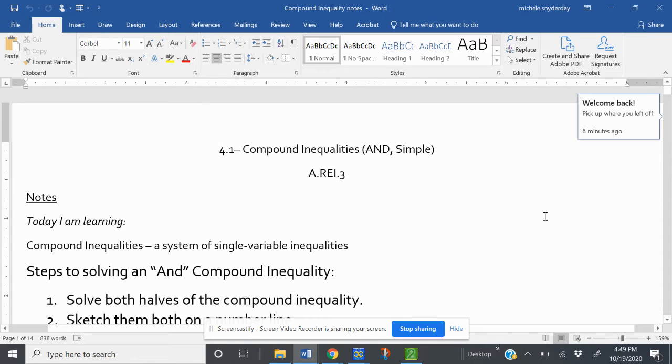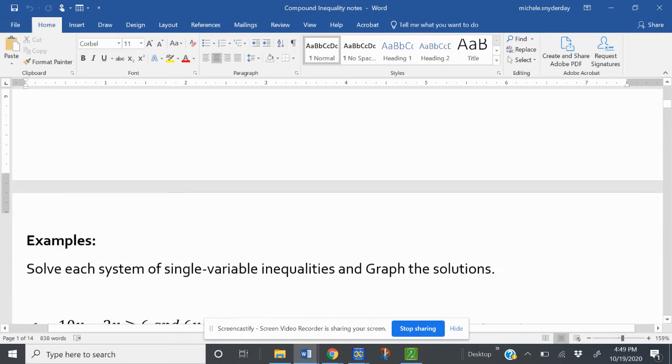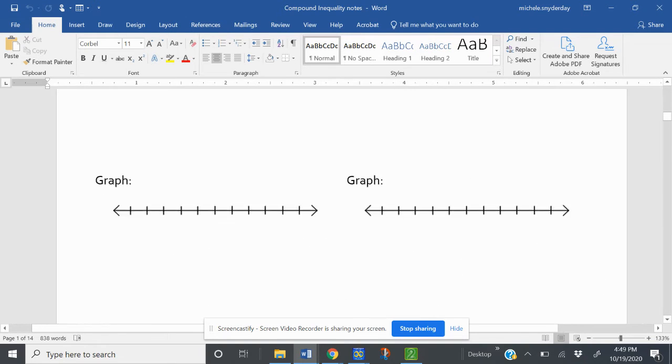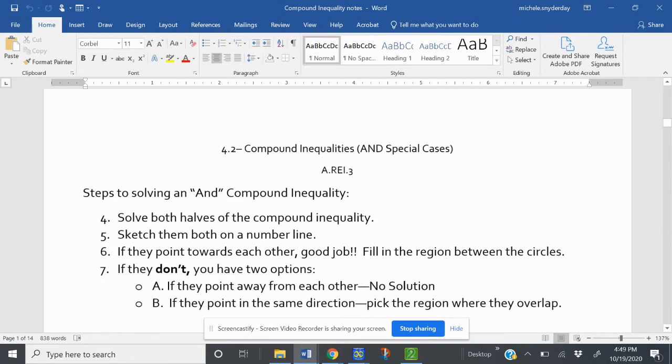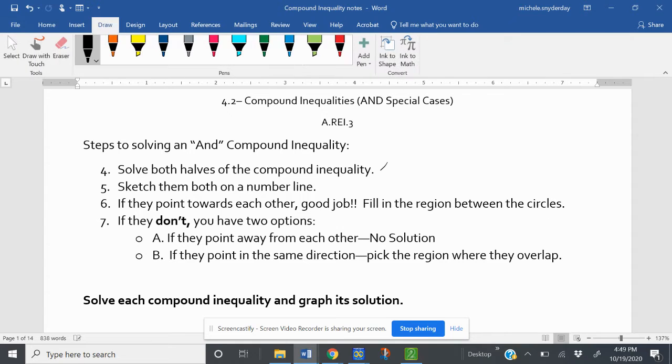Alrighty, 4.2 is our second inequalities lesson, and this is for special inequalities that have to do with ands. So we would do it exactly like we did the regular ands. We solve both halves of the inequality. We sketch them both on the number line.